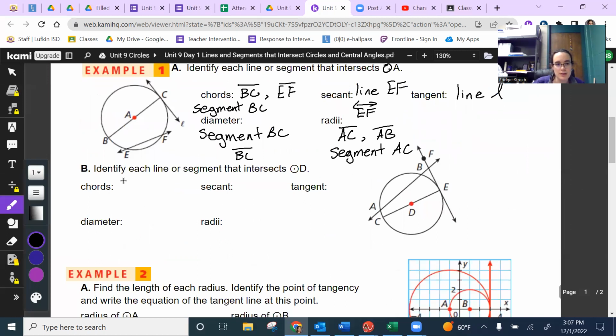Next example, same thing. So chords, that would be segment CE and segment AB. Diameter is the chord that goes through the center of the circle. This is segment CE. Secant is a line that goes through the circle. So that is line AB. And radii start at the center of the circle and go to the side. So segment DE and segment CD. And then the tangent is the line that intersects the circle at one point, and that is line EF.